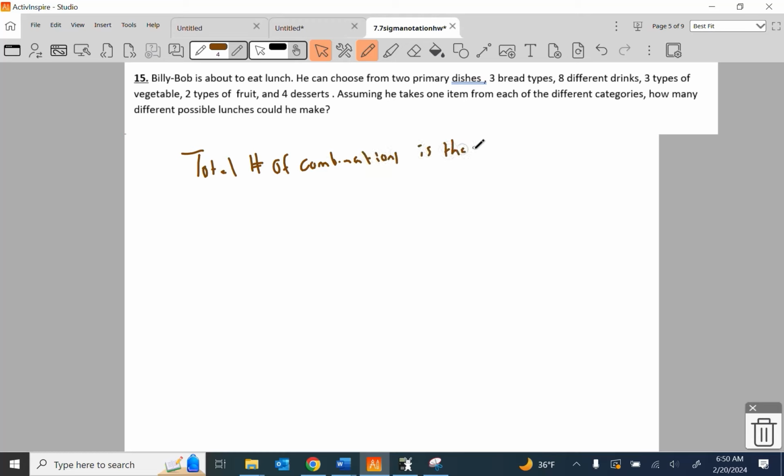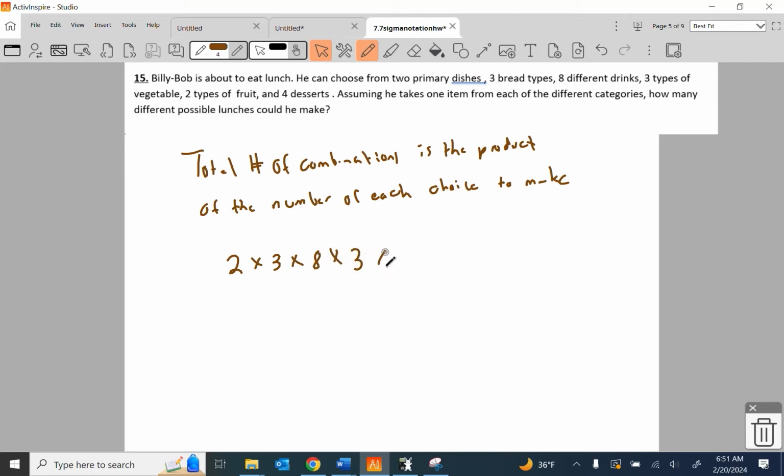is the product of the number of each choice to make. You can make a whole lot of lunches here, man. We have 2 primary dishes. There's 2 choices you can make. We have 3 bread types. There's 3 more choices. We have 8 drinks, 8 more choices, 3 vegetables, 2 fruits, 4 desserts.